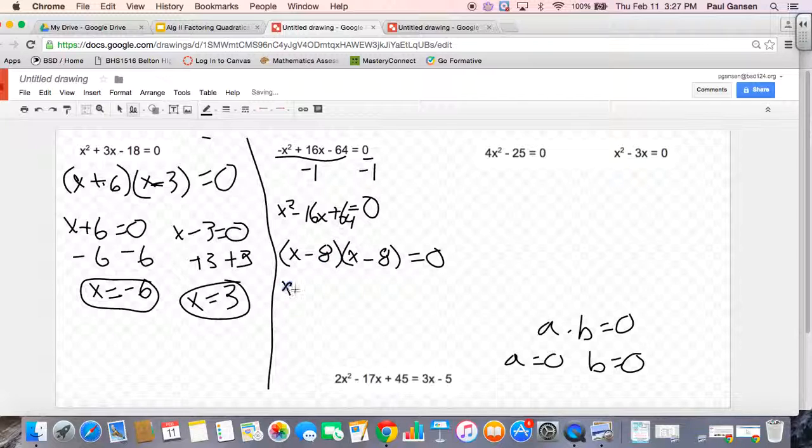Now we can set each of these factors equal to 0 using the zero product property. Oops. We get x minus 8 equals 0 and x minus 8 equals 0. But that's a little bit silly because they're the same factor in this case. We really just have to do one of them. I'm going to add 8 to both sides. We get that x is equal to 8. That is our one solution. There's one solution to this one. It's a very special case, but we have one solution.